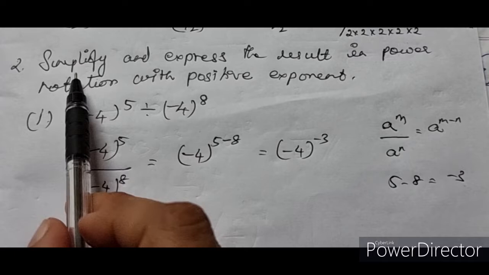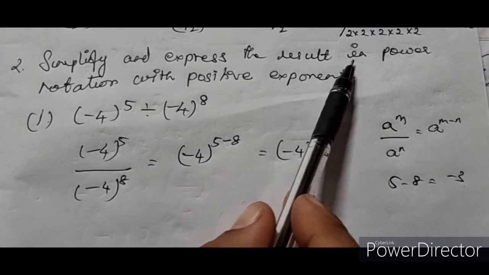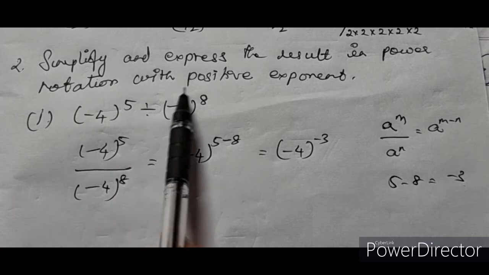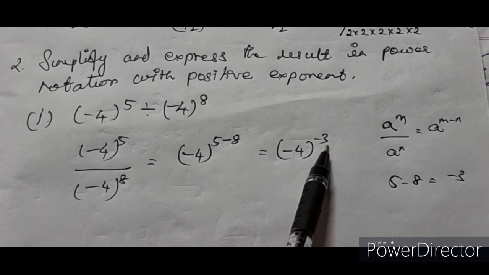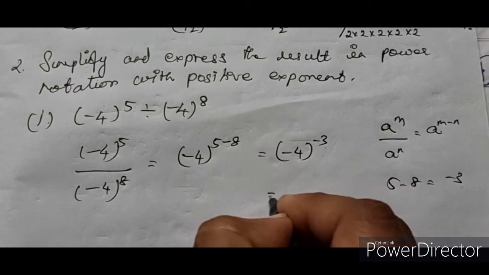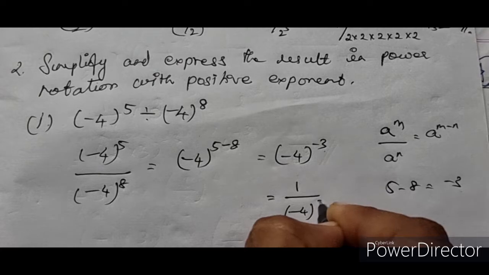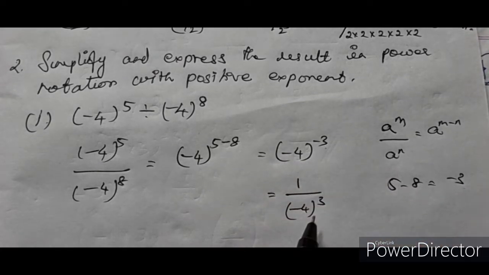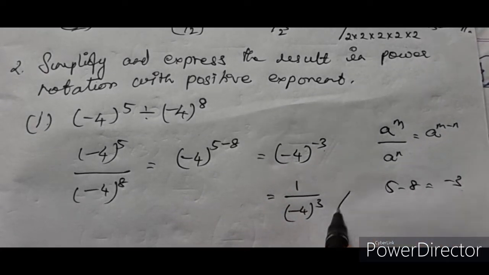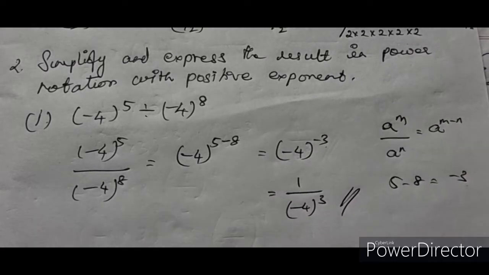Here the question says simplify. We have already simplified it, and express the result in power notation with positive exponent. We have a power notation, but the exponent has to be positive. So I am doing a reciprocal to make it positive. So minus 3 becomes plus 3. So the answer is 1 by minus 4 to the power of 3.